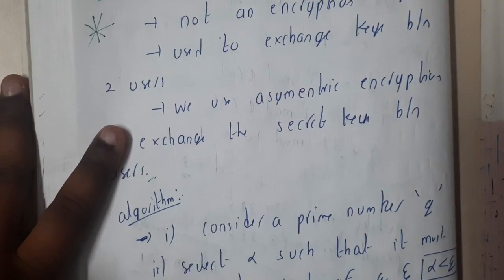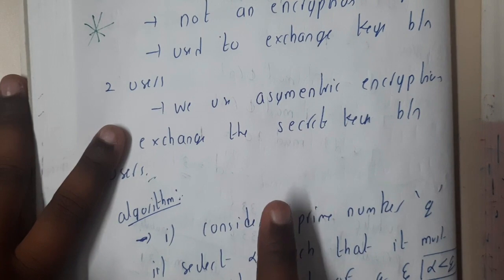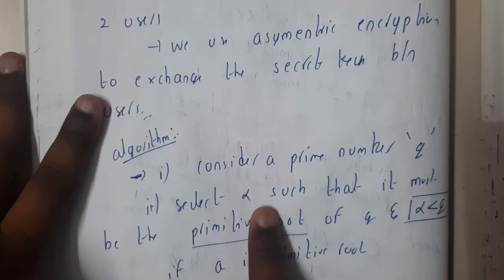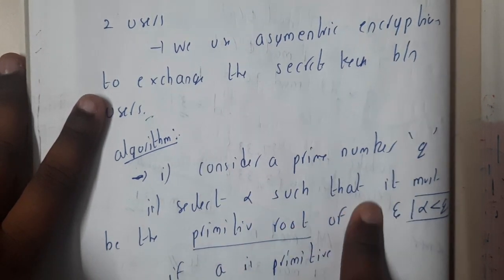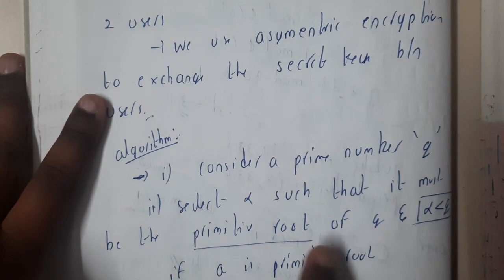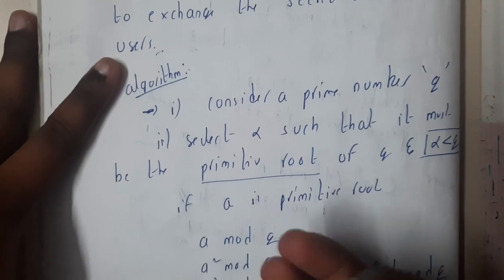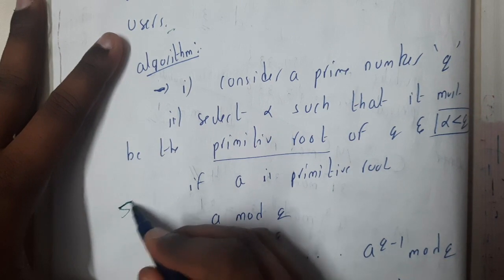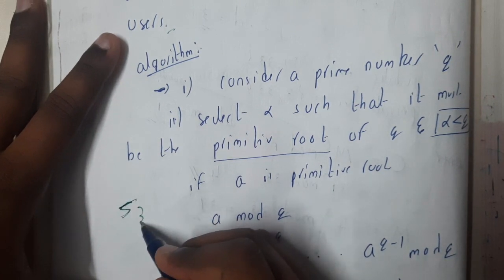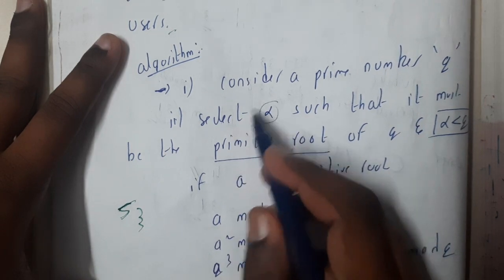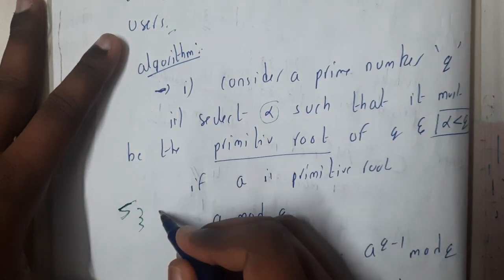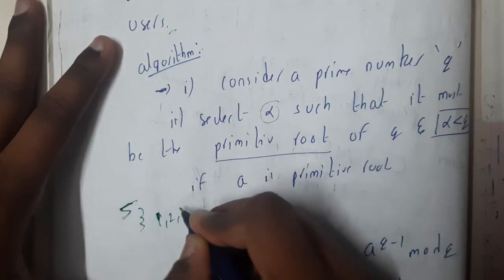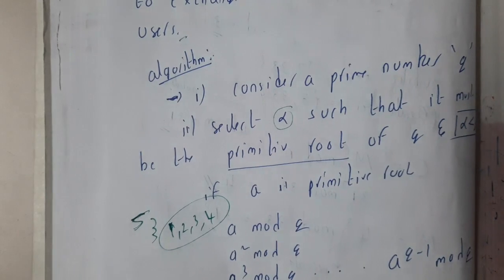The algorithm is this: we consider a prime number, which is q in this example. Then we select a number alpha that must be a primitive root of q. For example, for the primitive root of 5, alpha should produce all the values below 5, that is 1, 2, 3, 4. These 4 values should be there.